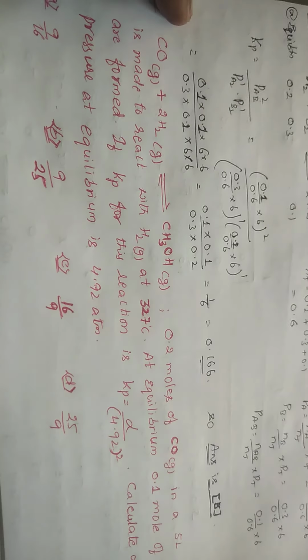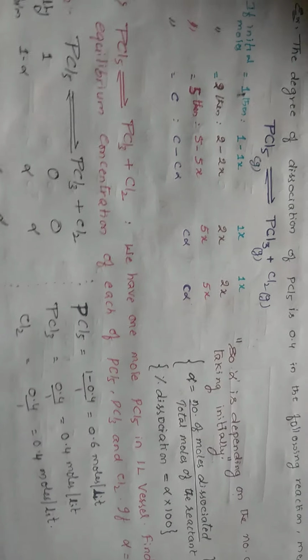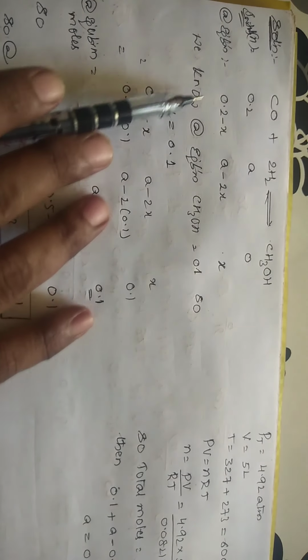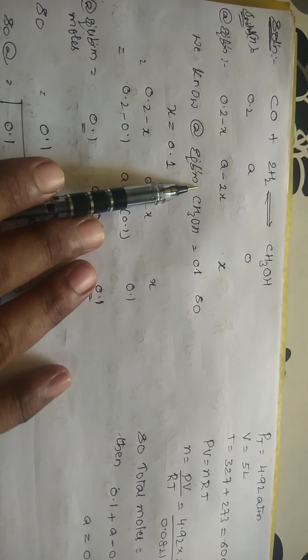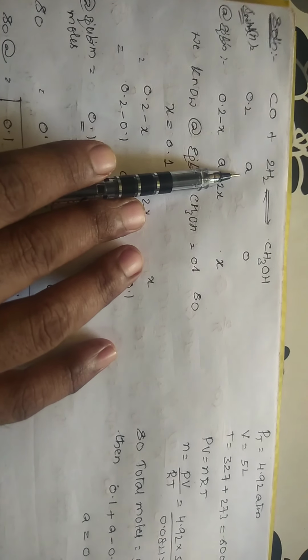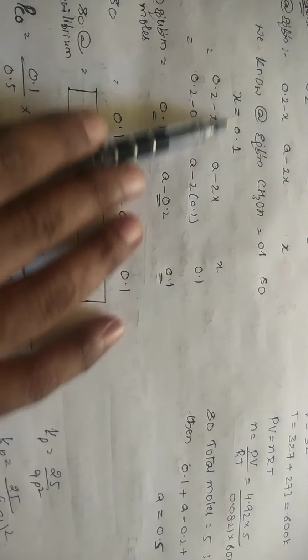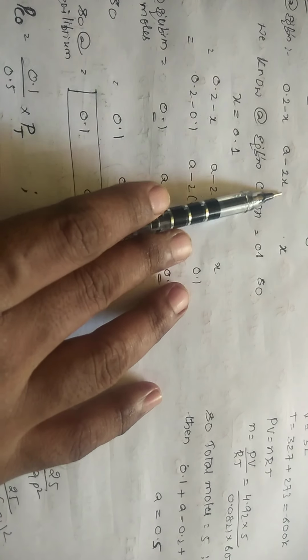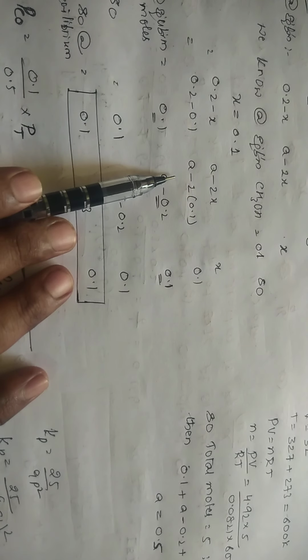So I am showing you the answer. Check whether you have got it right or wrong. The answer is D, 25 by 9. Initially I am showing here this is the pattern: 0.2, A, 0; 0.2 minus x, A minus 2x, x. If you assume this as A, this is x. We know that at equilibrium it is equal to 0.1, so x should be equal to 0.1. This is 0.1, 2 into 0.1, this is 0.1. We should know the value of A also.